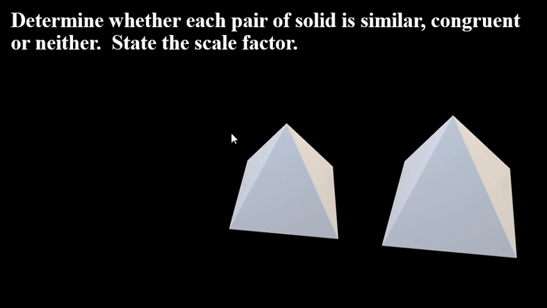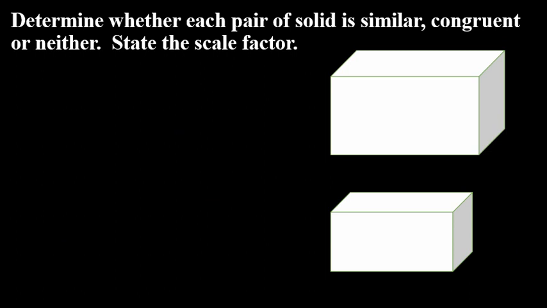Okay. Let's try to solve one more problem. In this question, again you will have to find whether it is similar, congruent, or neither. This time you are given a rectangular prism. For this prism, let's say this side is 3, the width is 3, the height is 2.5, and this is 6.